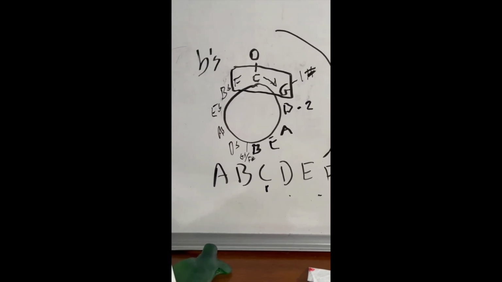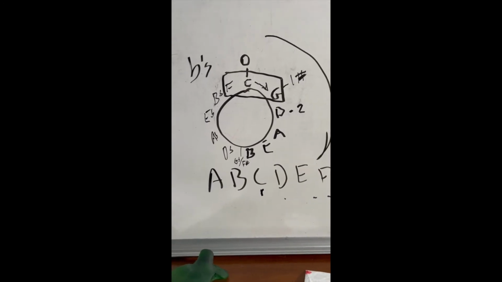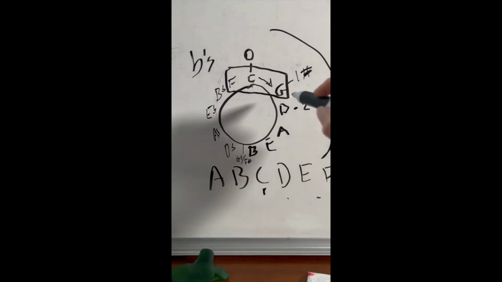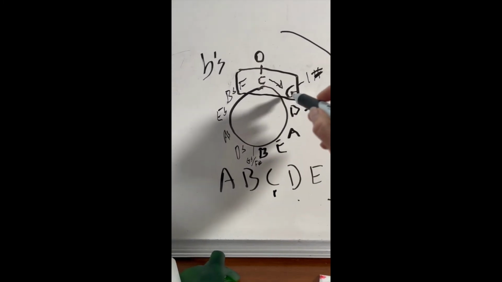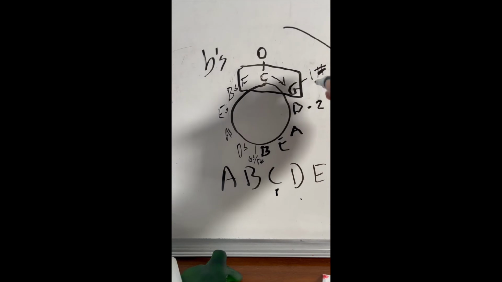One last other little thing to note about this circle of fifths is just simply this: how do I know what the sharp is? Well, if I go a half step before G, it would be F sharp.